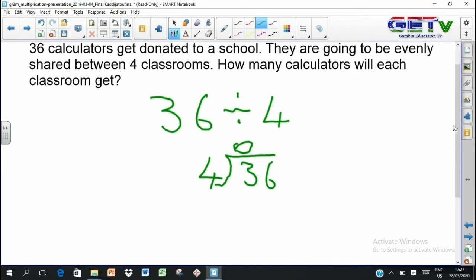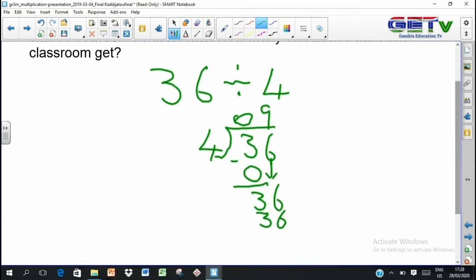0 times 4 we have 0. 3 minus 0 is 3. Let's bring the 6 down. 36 divided by 4 is 9. And 9 times 4 is 36. 36 minus 36 is 0.